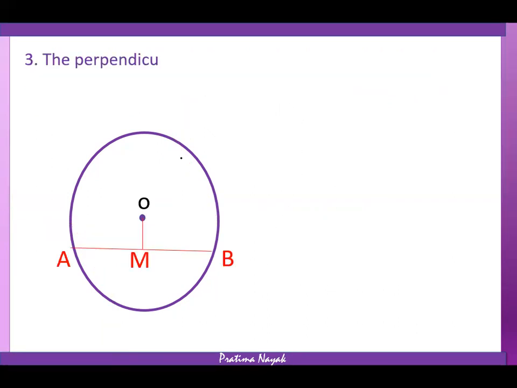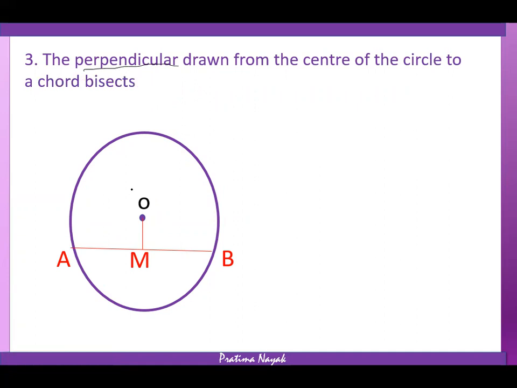Third, the perpendicular drawn from the center of the circle to the chord bisects the chord. If I drop a perpendicular from O, that is OM, perpendicular means making 90 degrees, then it bisects the chord. If OM is perpendicular to AB, then it bisects the chord, which means AM is equal to BM.